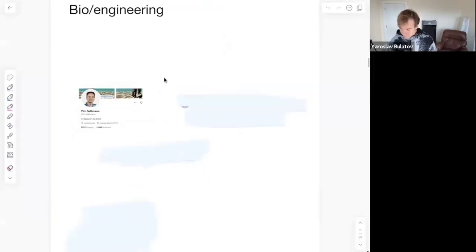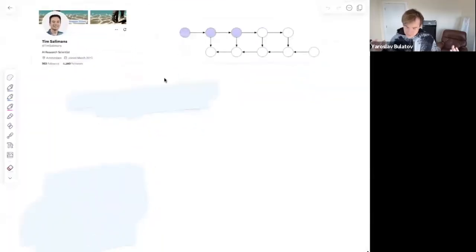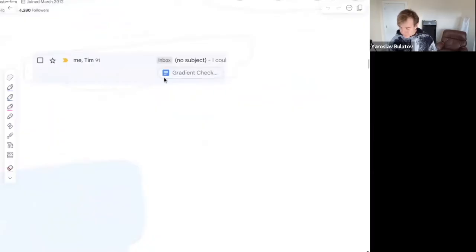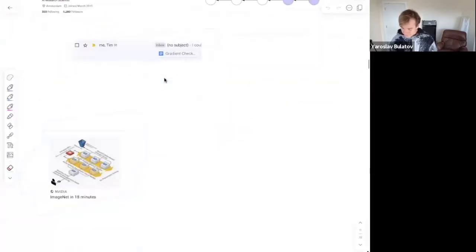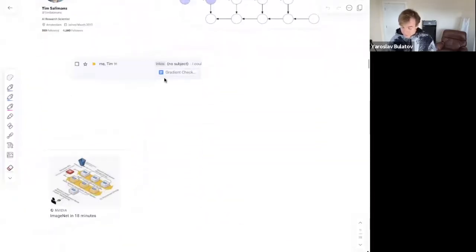So some more background. I worked at OpenAI with Tim Solomons on squeezing larger networks into memory. We have this email thread with 91 messages called No Subject, where we ended up collaborating. Right, so that's some engineering examples.